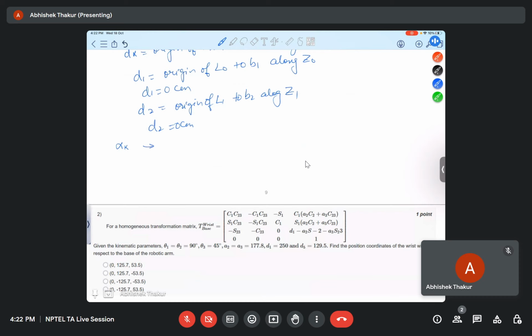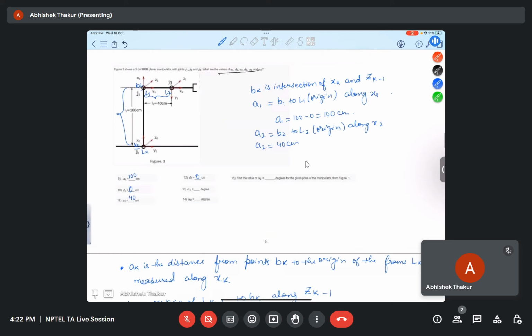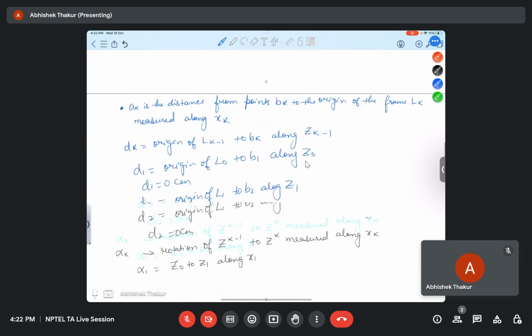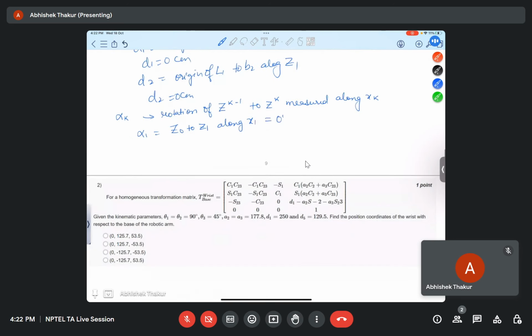Alpha k is the rotation of Zk minus 1 to Zk measured along Xk. So alpha 1 is equal to Z0 to Z1 along X1. So Z0 and Z1 have the same direction along X1. So this is equal to 0 degree.